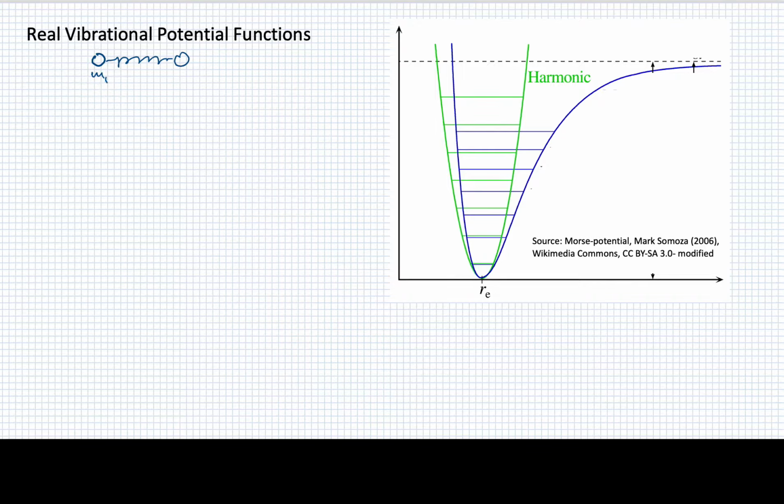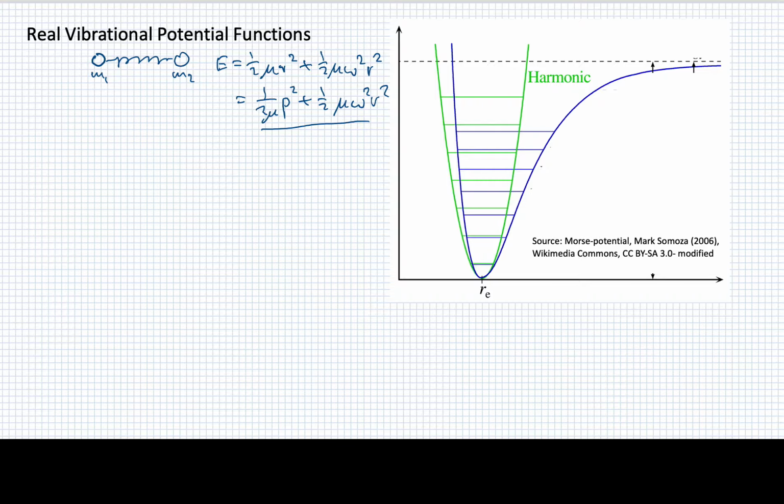I'll remind you this is M1 and this is M2, and we could write the energy of this as equal to 1/2 mu v squared plus 1/2 mu omega squared r squared, where r is the displacement between them. I could also write this as 1/2 mu p squared plus 1/2 mu omega squared r squared, and this is maybe a little bit more directly related to what we would see in quantum mechanics.